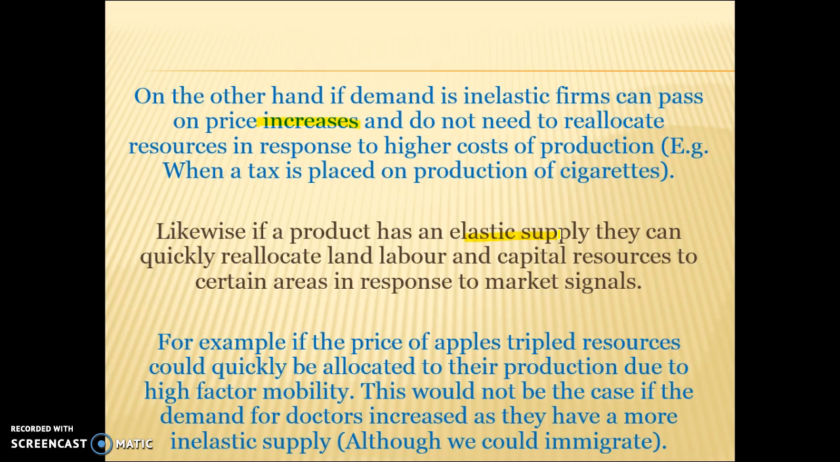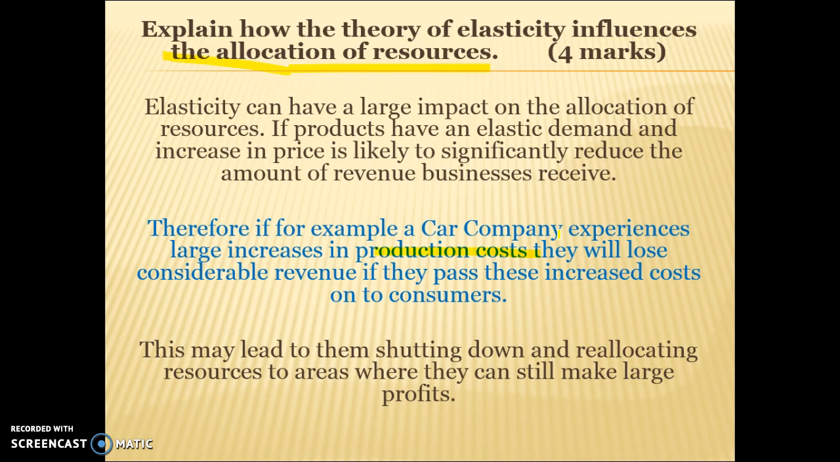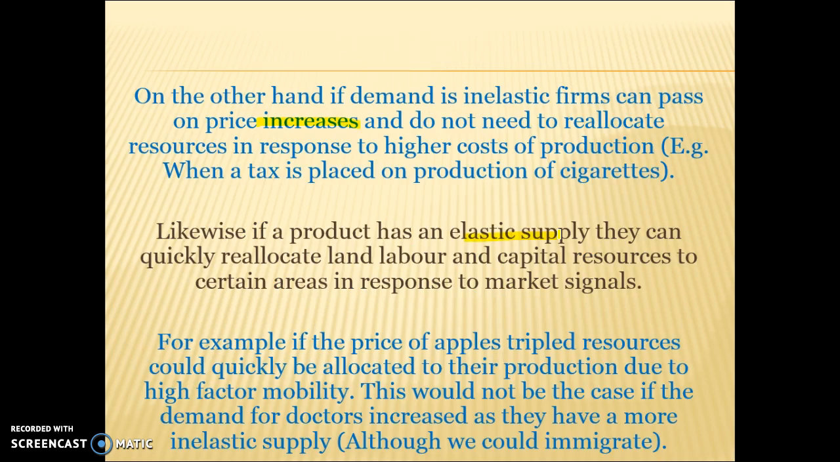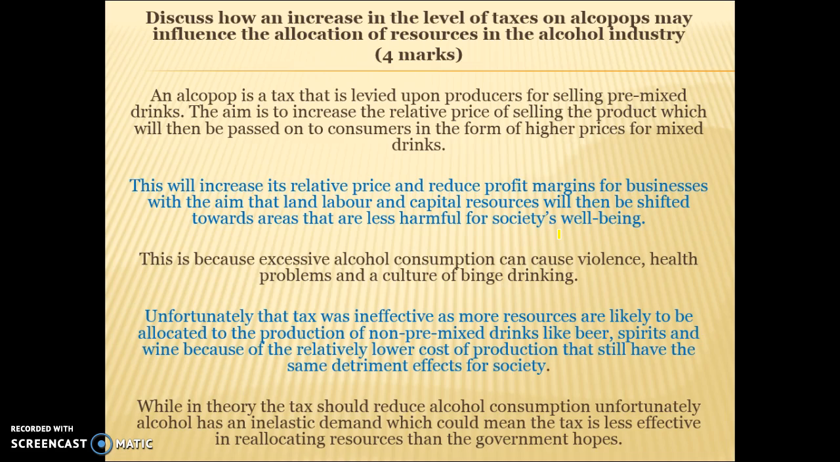For example, if the price of apples tripled, resources could be quickly reallocated to the production due to high factor mobility. This would not be the case if the demand for doctors increased, as they have a more inelastic supply, so resources would not be moved as quickly. So this is a really challenging question, but what it's getting you to ask is, how does it matter if a product's elastic as opposed to inelastic if the price goes up, how that will affect resource allocation, particularly if it's due to higher production costs, and how is that different to if the demand for something goes up and something has an elastic versus inelastic supply. If it's elastic, there will be quickly more resources allocated, and if it's inelastic, it will take time for us to supply more to the market. We'll talk about this question in class.